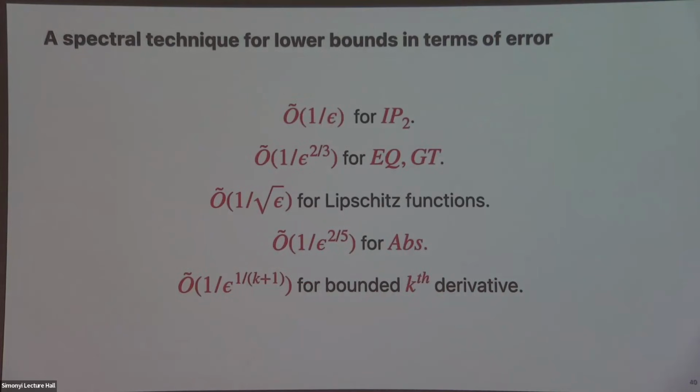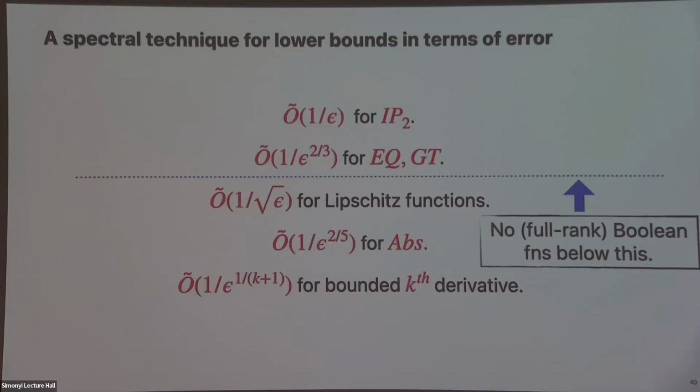Okay, great. All right, so now we'll come to what I think is the main technical contribution of this work. Well, one of the main technical contributions of this work. It's a spectral technique for getting lower bounds in terms of error, right? So this spectral technique will let us prove that all of the bounds you're seeing on this slide are in fact tight. Not just that, it will also prove that this blue line actually exists, and you cannot have Boolean functions which have communication complexity less than 1 over epsilon to the 2/3.